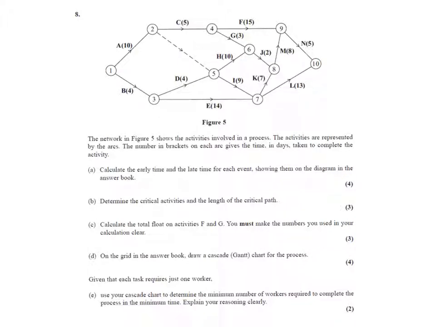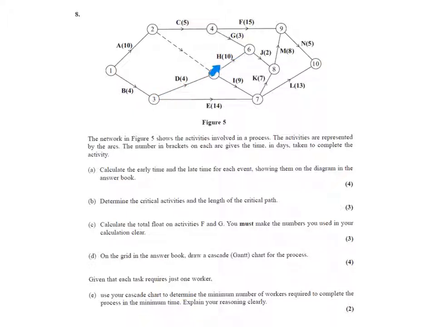This video is about critical path analysis. Here we've got a network showing activities involved in a process. So we've got activity A that takes 10 days. Activity B takes 4 days. Activity D takes 4 days.